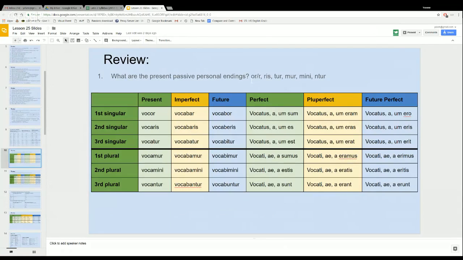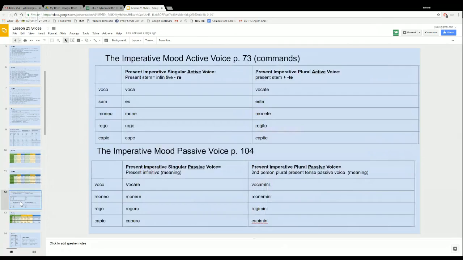Okay, I'm going to skip over doing the passive. Just remember the passive personal endings: or, ris, tur, mur, mini, and ntur, because I think you guys have a pretty good handle on these. What I do want to continue to review is the imperative mood, both the active and passive voice. So let's go over the active voice. First conjugation, then sum is on its own, and then moneo, rego, and capio, third io.